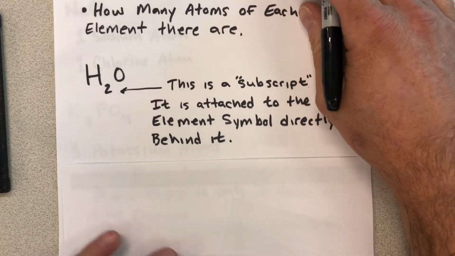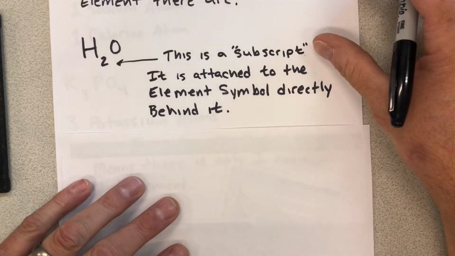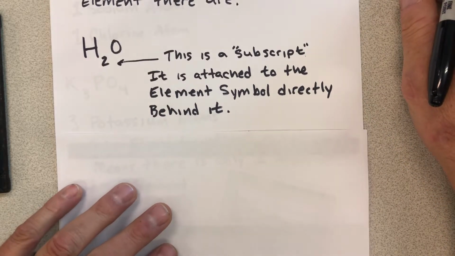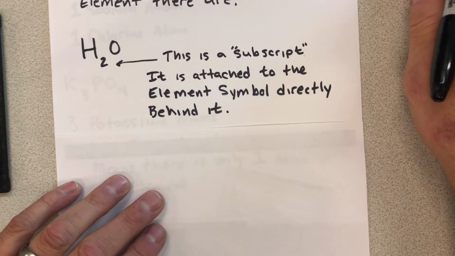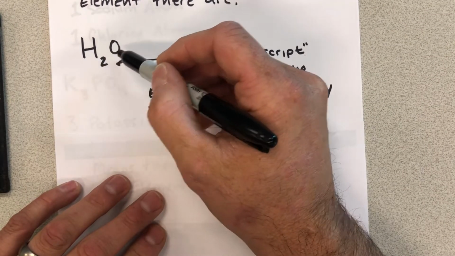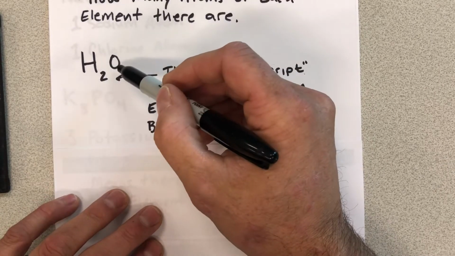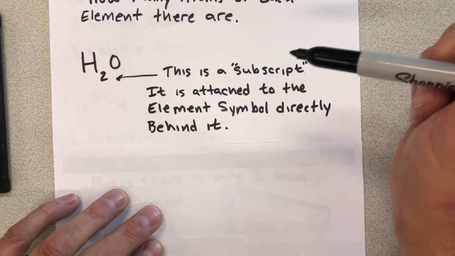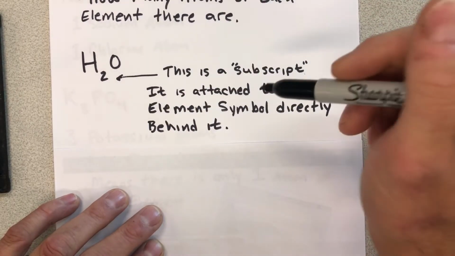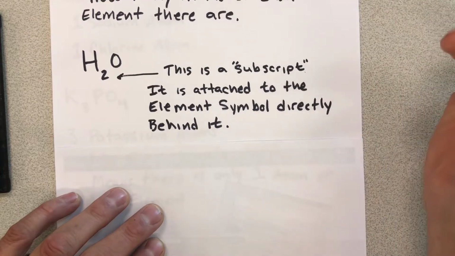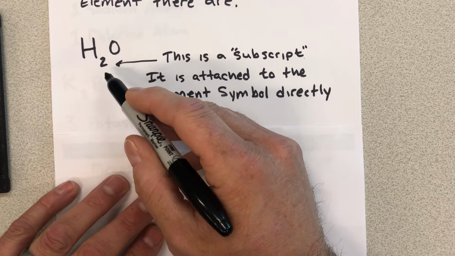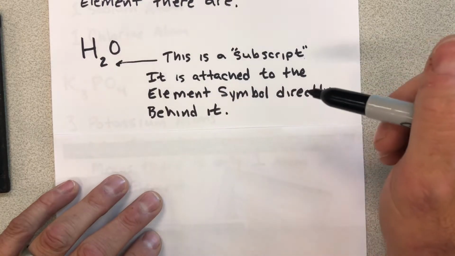So here's a formula that you're very familiar with, I'm sure, H2O. This is water. It's our life force, if you like. So what we have here is the symbol for hydrogen and the symbol for oxygen. So we know that hydrogen and oxygen are present in the compound. And then the other part of this formula tells you the number of atoms of each element. So this little 2 that dangles down here behind the hydrogen symbol, that is called a subscript.